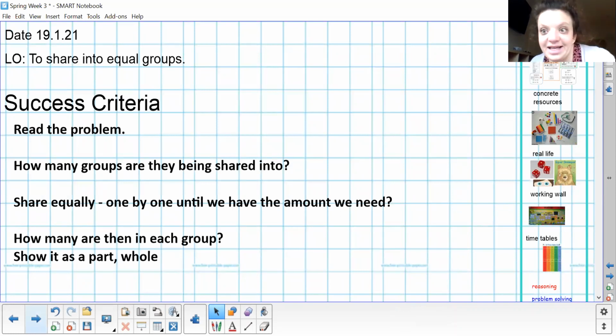Today we're going to share into equal groups, which is what you started doing a little bit of yesterday. We're going to read a problem. We're going to see how many groups we're sharing into. We're going to share equally the amount we've got one by one until we have the amount we need. And then we're going to count how many are in each group. And then we're going to show it as a part whole.